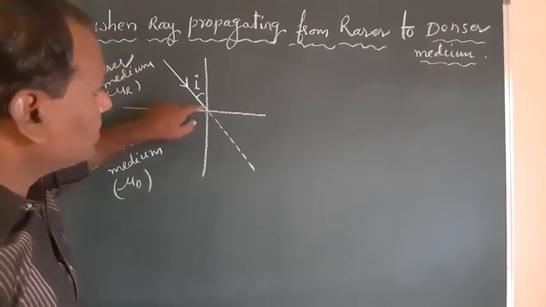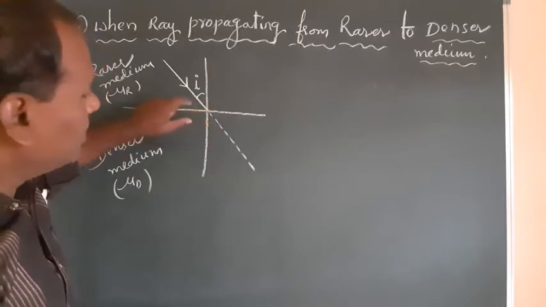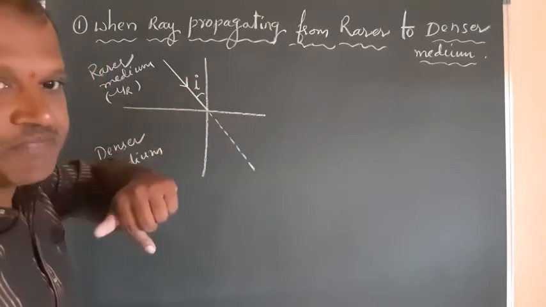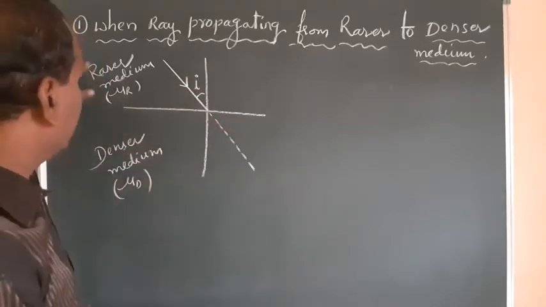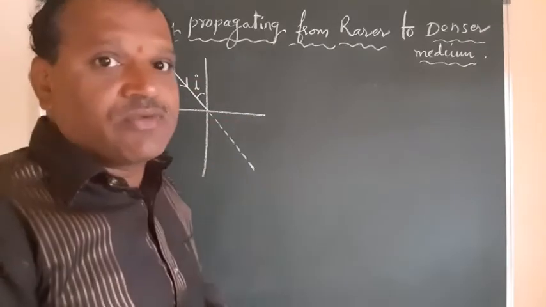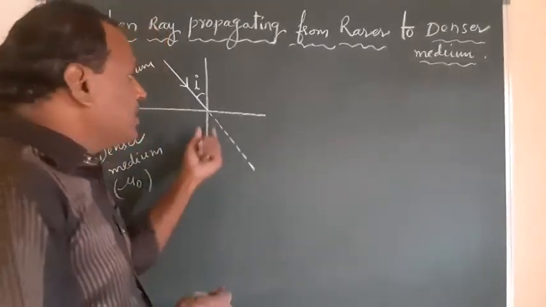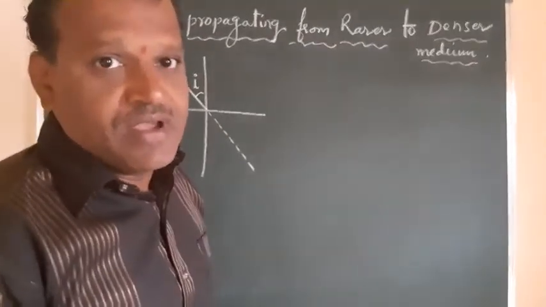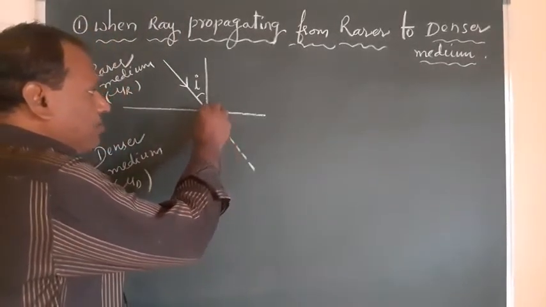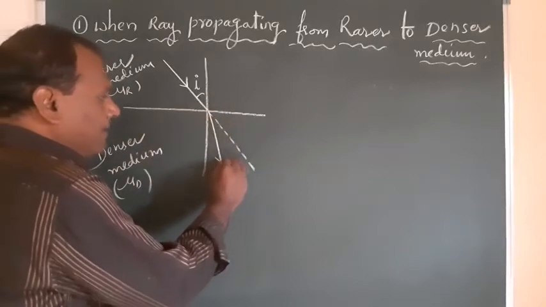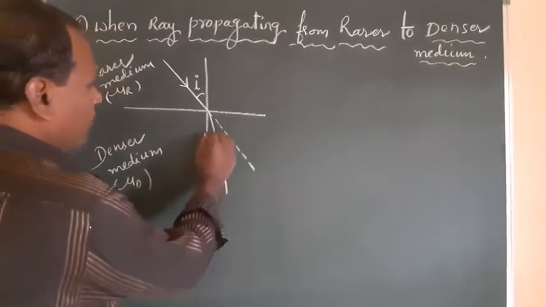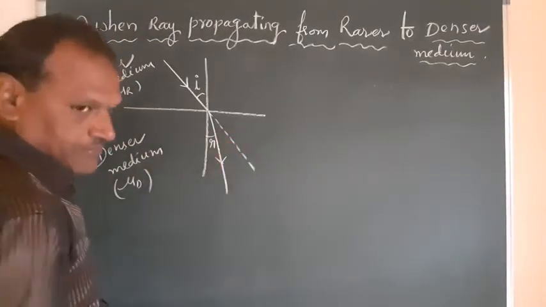Once it crosses from one medium to another, the medium changes, the refractive index changes, so there the light starts bending. But which side can it be bent? See here, this is the rarer medium, this is the denser medium. In the denser medium the particles or molecules are very, very close. So there you can observe the velocity of light will be decreased. When the velocity of light is decreased, automatically the light bends towards the normal. So this is the angle of refraction, represented by small r.